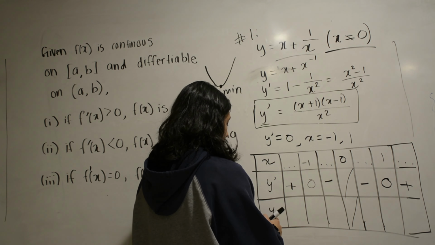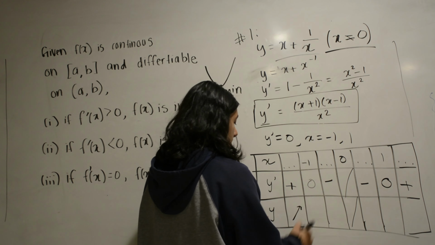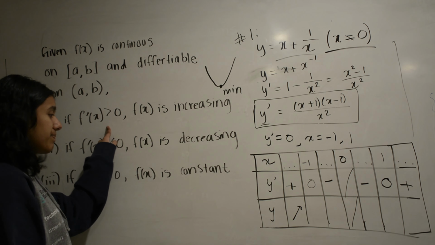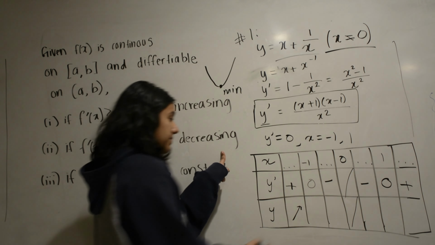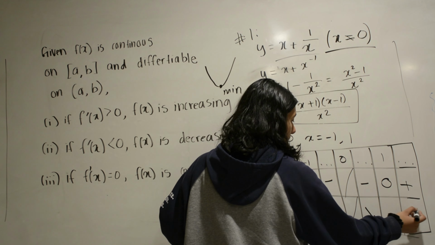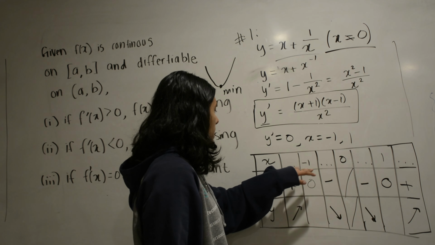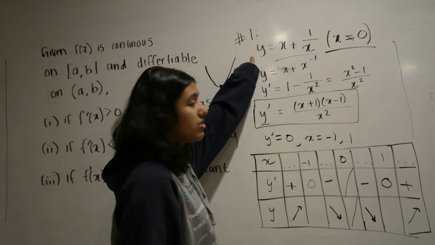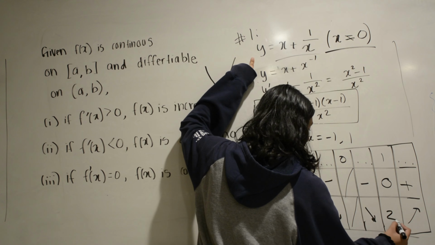Then for this one, we're going to show the direction. So since it's positive, it's going to be increasing, as we said over here. If it's negative, it's going to be decreasing. And we're just following that pattern. We're just going to fill that out. Now this is the easy part. Just plug in negative 1 in for x in the original equation, and you're going to get negative 2 and 2.